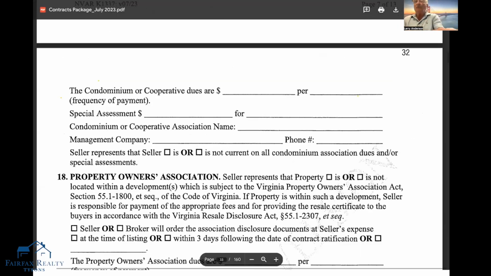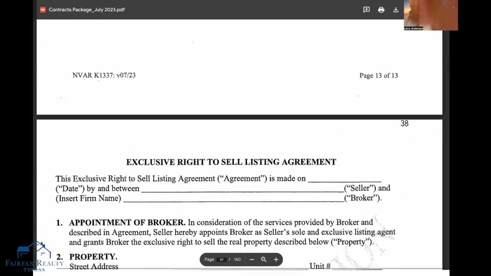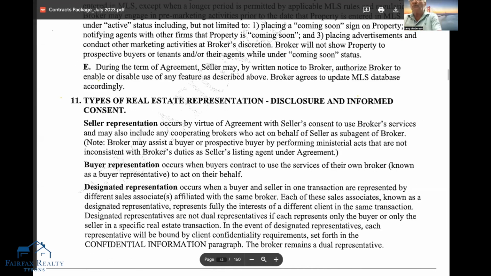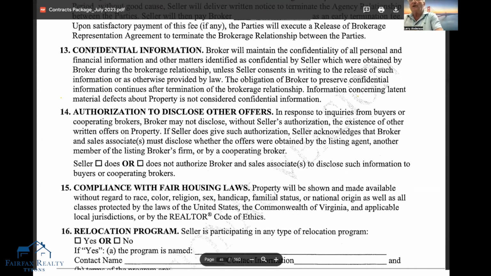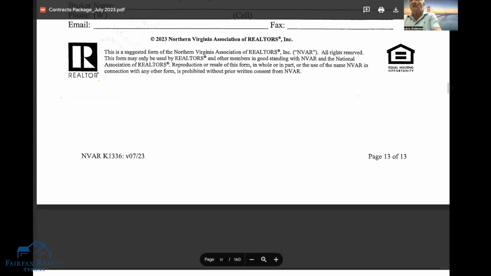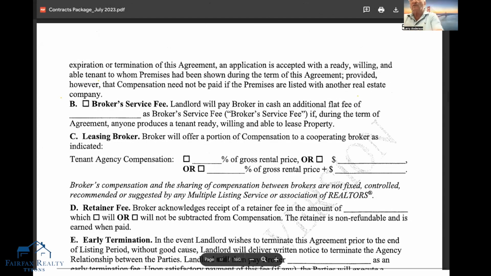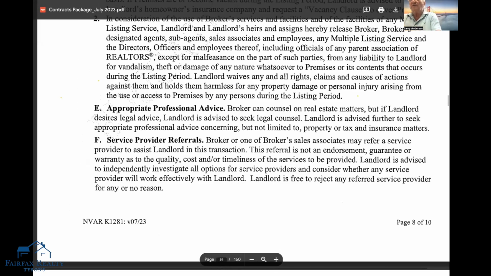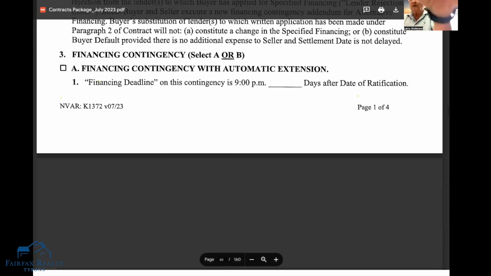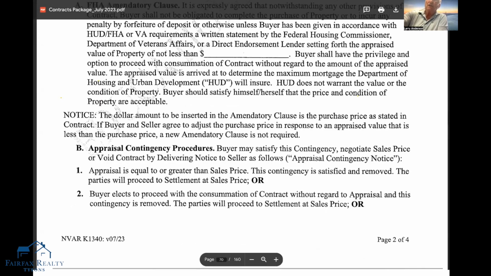But let me see if I can go back here and find the contingencies and clauses addendum. Because if I'm the listing agent, as is doesn't really mean too much to me, because I can make an argument. Our contract says as is means except as otherwise specified herein. If I'm the listing agent, I am also going to request that you use the contingencies and clauses addendum.